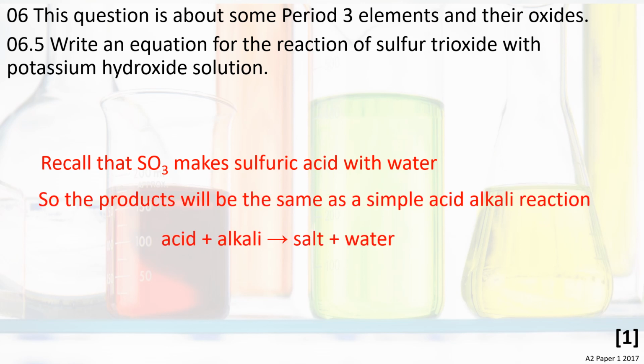Sulfuric acid will make sulfate salts, and so the equation is SO3 plus KOH goes to K2SO4 plus H2O. Finally, we have to make sure that the equation is balanced.